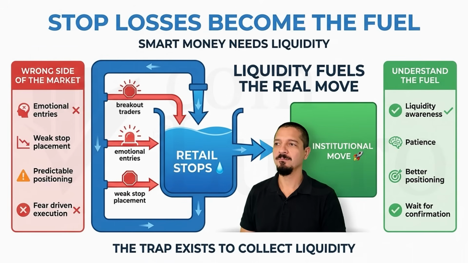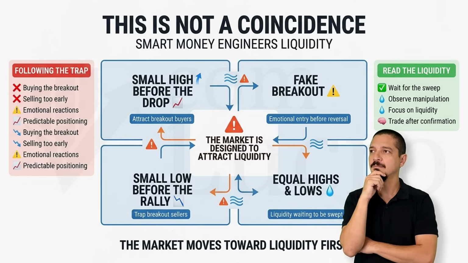The main objective behind this behavior is to generate stop losses that smart money can use as fuel. By pulling retail traders to the wrong side of the market, their stops can be collected right before the true move begins. That is why you often see a small high form before price drops, a small low form before price rallies, a fake breakout before a reversal, or equal highs and lows getting swept by just a few pips. These are not coincidences. This is smart money deliberately engineering liquidity.